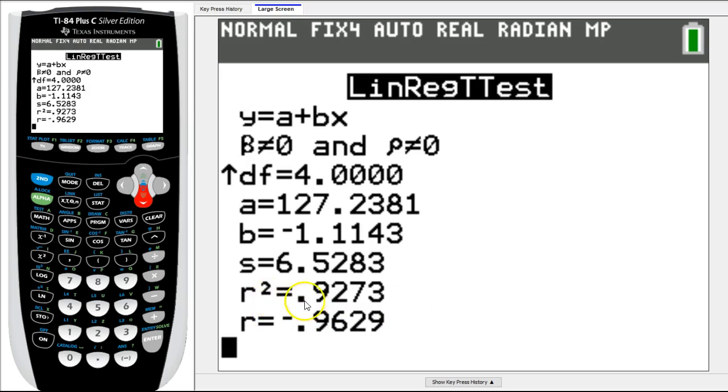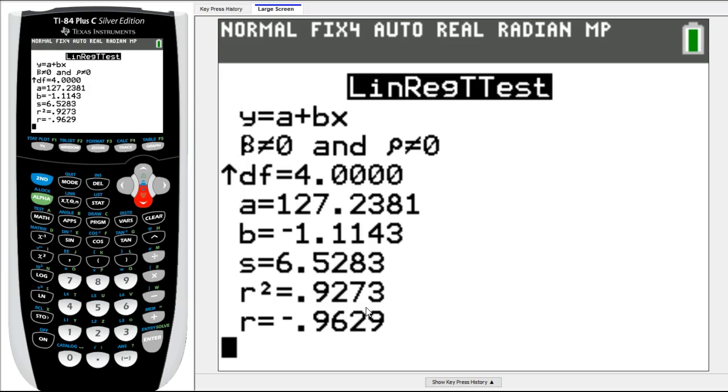So you can see here, R squared is 0.9273. That is so close to 1. It represents the percent, so that would be 92.73% of the variation in y can be explained by the variation of the independent variable. It's explained by our x's. This large value, this 92%, is explained by our x value.